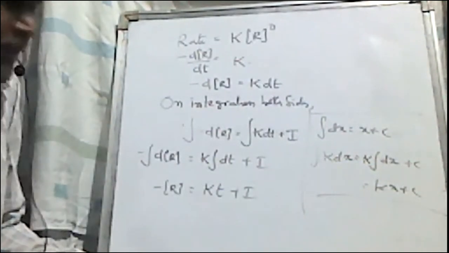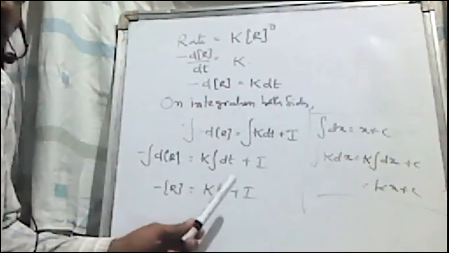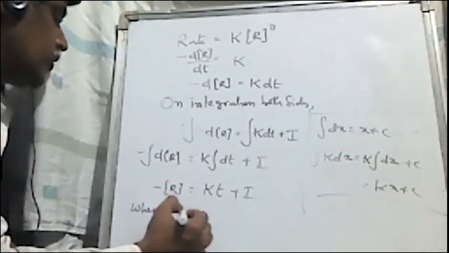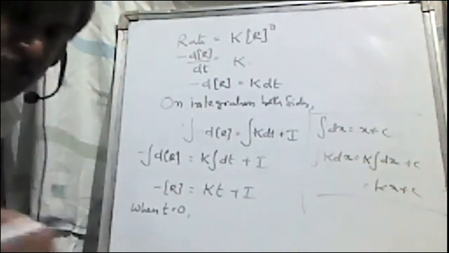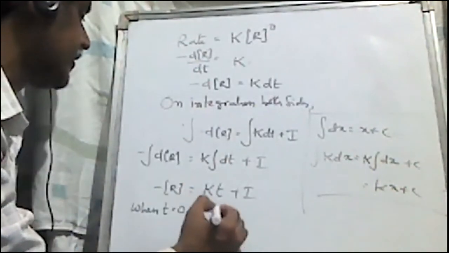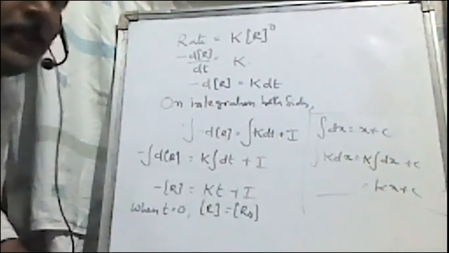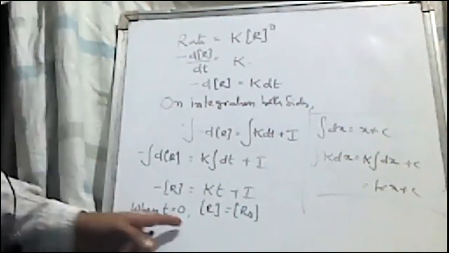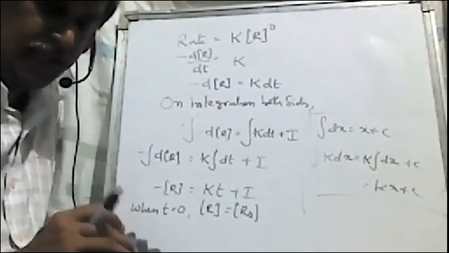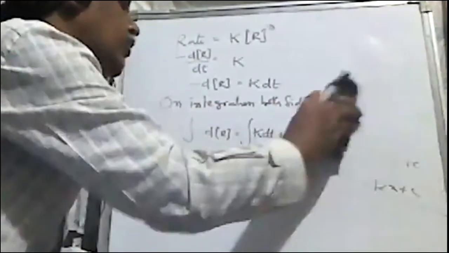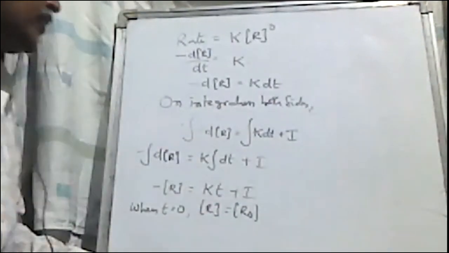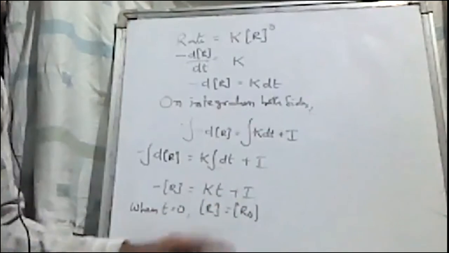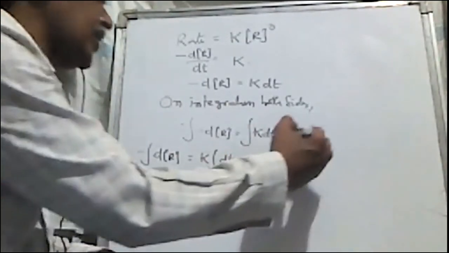R is equal to kt plus I. In order to complete this, we need to know what is the I value. When t is equal to 0, that is when there is no reaction, the reaction is not yet started, then what is the concentration of reactants? Concentration of reactants becomes the initial concentration. When t is equal to 0, it is equal to the initial concentration.